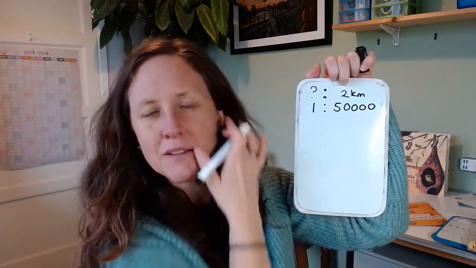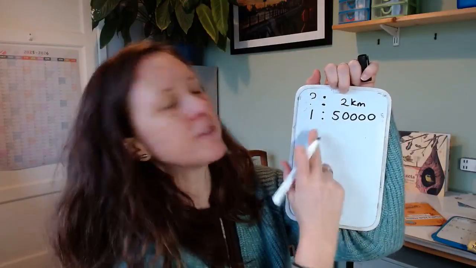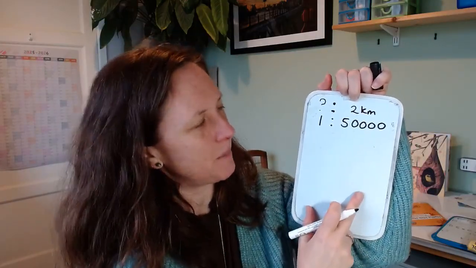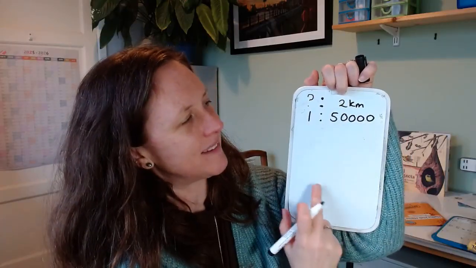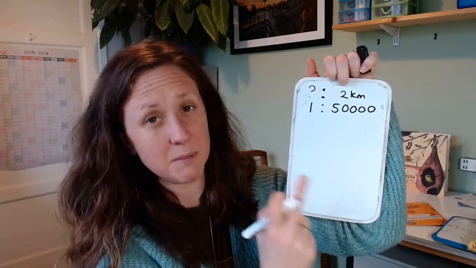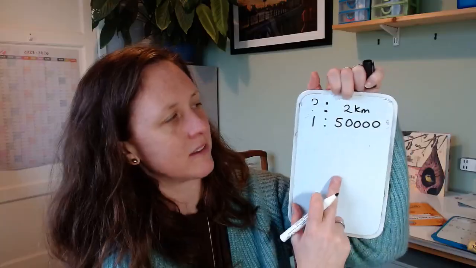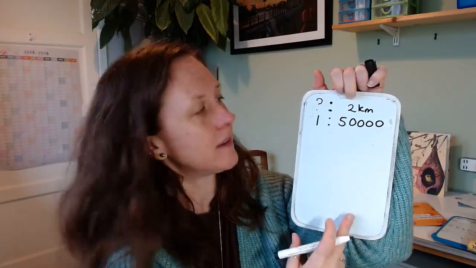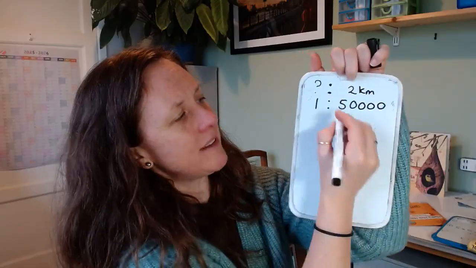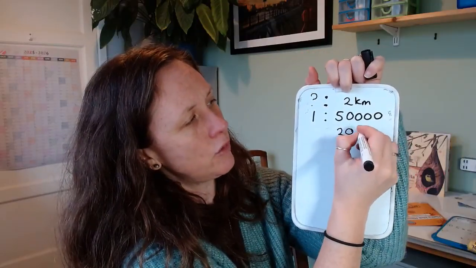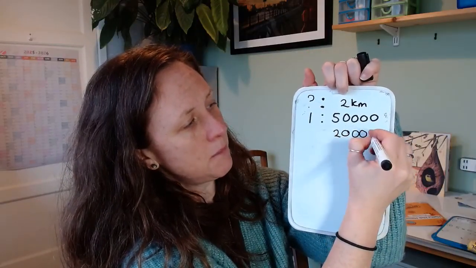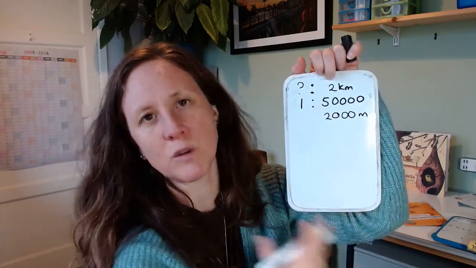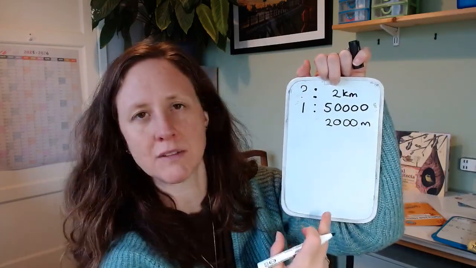Now it's quite hard to compare 2 and 50,000. We've been talking about multiplying and dividing by a particular amount, but that one looks like it's not going to work. There is a way to make that work, and I'll talk about that in a second. But what can be helpful here is to convert it into different units. So we could say 2 kilometres is the same as 2,000 metres. Still, 50,000 is smaller than that, so it's not going to go into 2,000 metres.